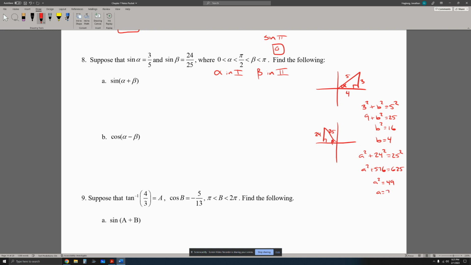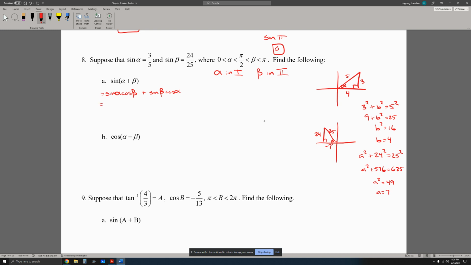And so then a is equal to 7. Now, because we're in quadrant 2, this quantity must be negative. We're going left and up to get to this point up here. Okay, so now that we have found all three side lengths for both of these triangles, we're ready to use our sum and difference formulas. So here we have sine of alpha plus beta. This is equal to the sine of alpha cosine of beta plus sine of beta cosine of alpha.